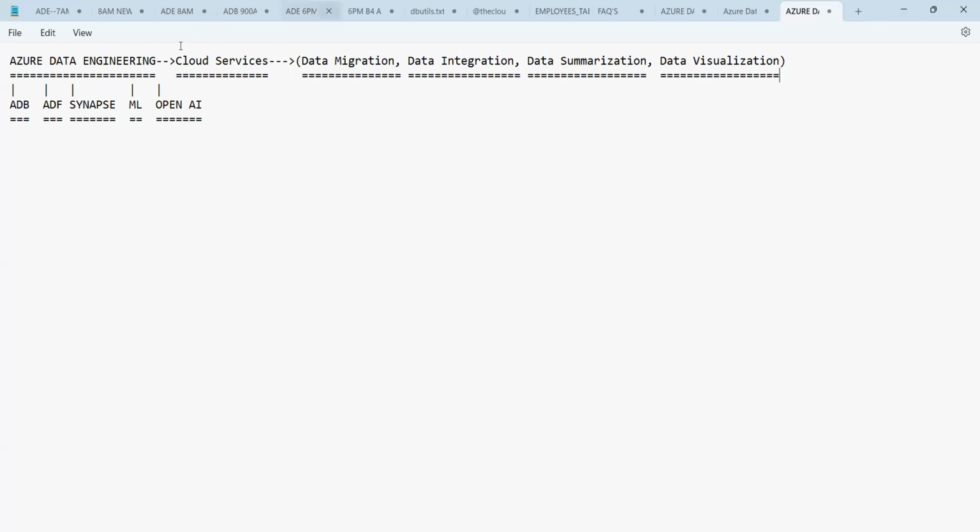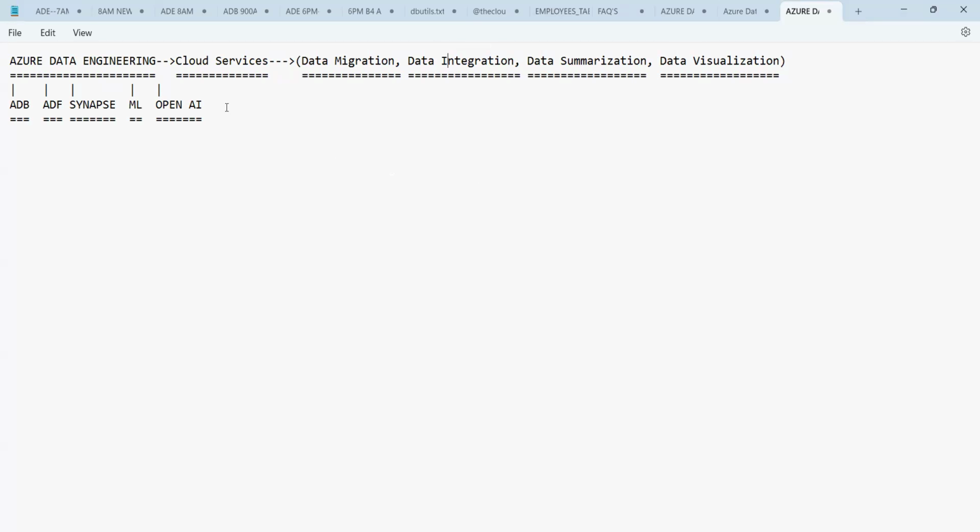So here you have seen that Azure Data Engineering is a bunch of cloud services, wherein these cloud services are ADB, ADF, Synapse, Machine Learning, OpenAI, etc. Using these services, we can perform the following tasks: data migration job, data integration job, data summarization and data visualization. These are all the tasks we can perform by using Azure Data Engineering.